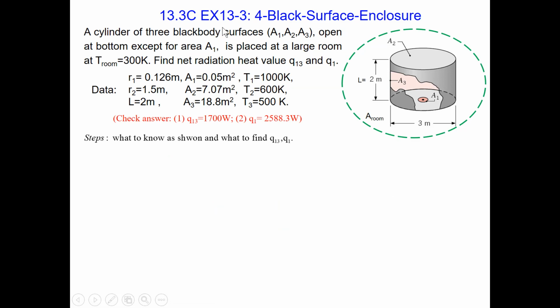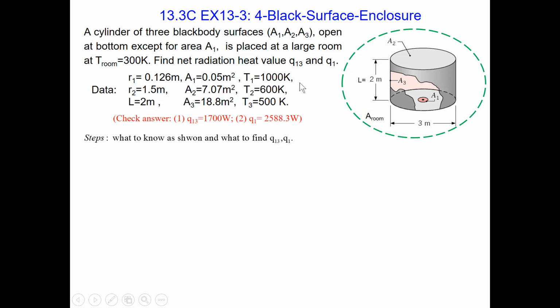See example 13-3 for a black surface enclosure. A cylinder of 3 black body surfaces, A1, A2, and a side surface A3, is open at the bottom except for area A1. This is an empty open area. It is placed in a large room at this temperature, and we need to find the net radiation heat values Q13 and Q1.